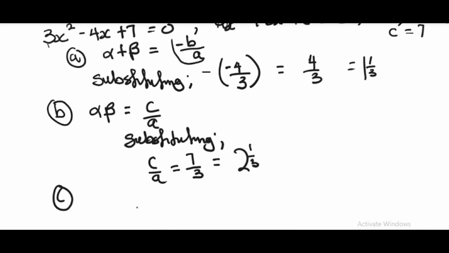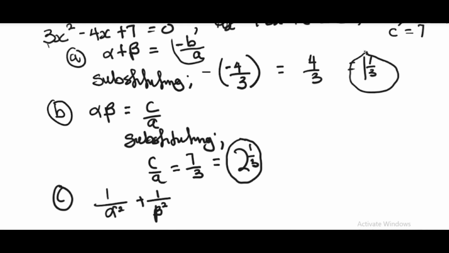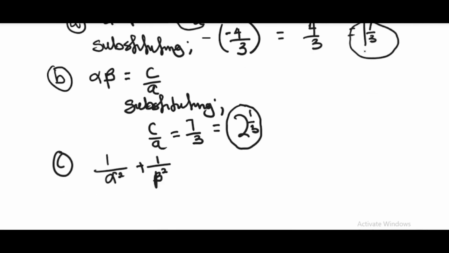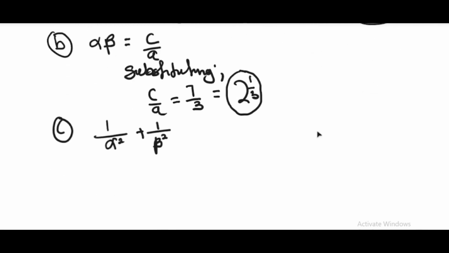The C question says find 1/alpha squared plus 1/beta squared. To solve this, please take note of what we got here and here, because we'll be needing it at some point. See why I said whether you are asked to find alpha plus beta and alpha beta or not, you will surely need them, because you can't evaluate further without those two. That's what you actually use.